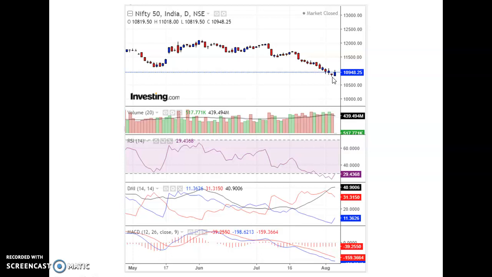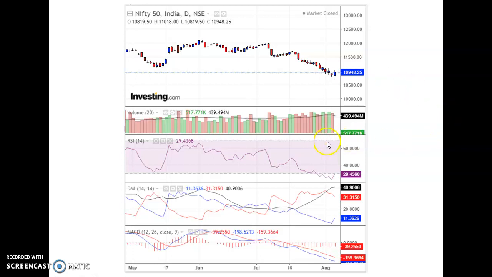The next upside resistance will be watched at 11,100. The overall structure suggested that the consolidation can continue for a couple of sessions before the next move starts on the downside. The consolidation may take place in the range of 10,800 to 11,000.